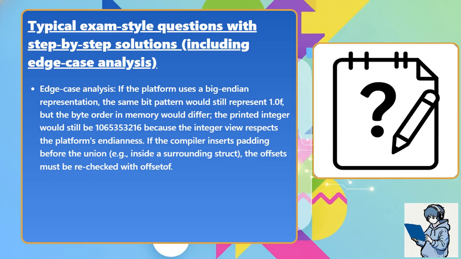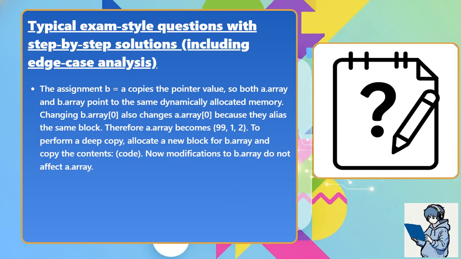If the compiler adds padding before the union, such as when the union is a member of another struct, the offsets need to be recomputed using the offsetof macro. The assignment b equals a copies the pointer value, so both a.array and b.array point to the same dynamically allocated memory. Changing b.array at index 0 also changes a.array at index 0 because they reference the same block. Consequently, a.array contains 99, 1, 2.